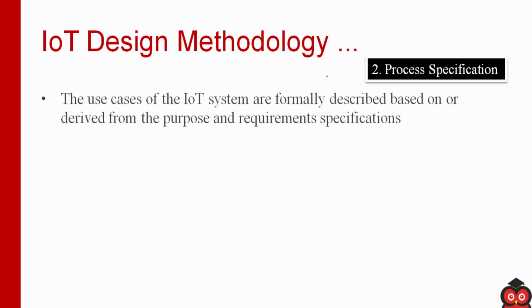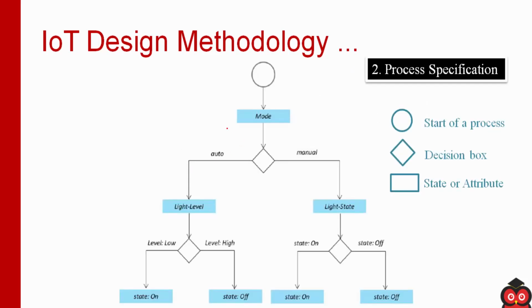And the second step is process specification. So what happens here is, based on the requirements we will be developing the use cases. That is, how the application or the system we are developing will be used by the client. Okay, so this is the process diagram. This is like a typical flow chart.